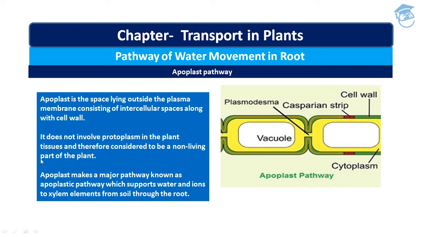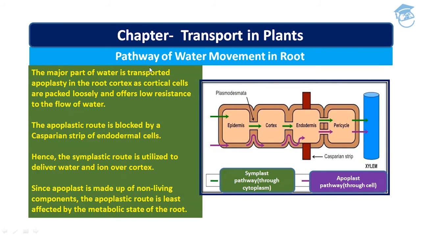Then apoplast makes a major pathway known as the apoplastic pathway, which supports water and ions to the xylem element from soil through the root. So the major part of water is transported apoplastically in the root cortex, as cortical cells are packed loosely, and it offers low resistance to the flow of water.